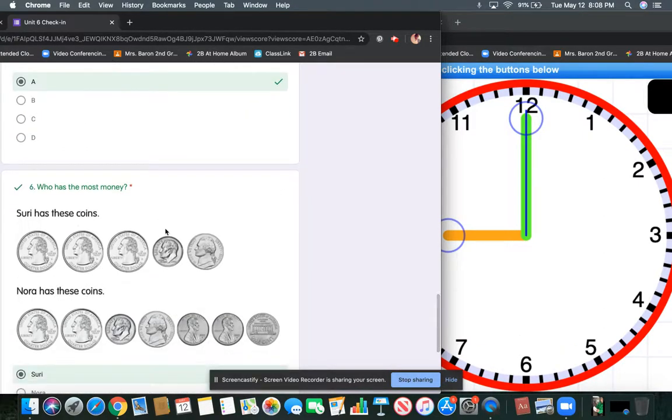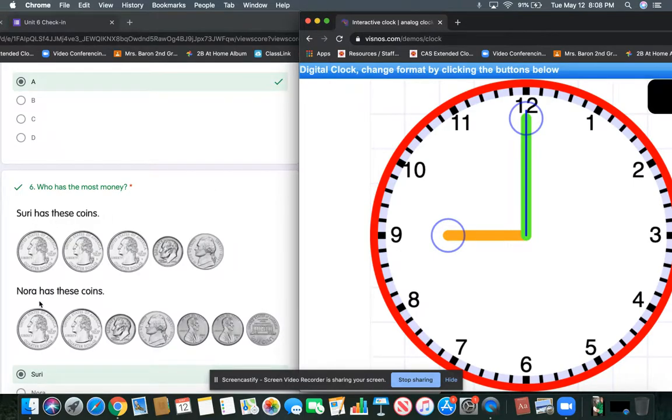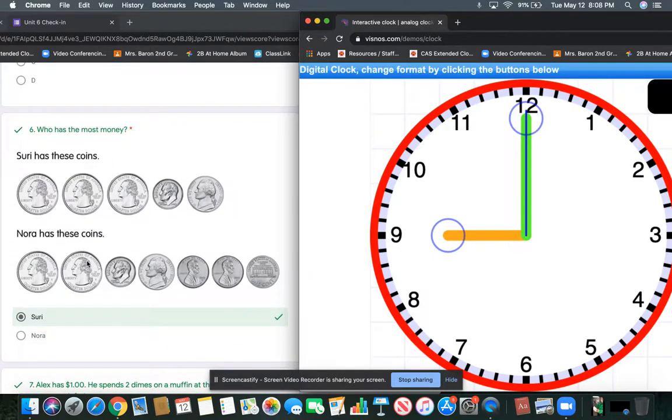Okay. The next one we're talking about Suri and Nora, and it's asking you who has the most money. So we could quickly go and look at this and say 3/4 automatically, but that's not always the case because there may be other coins here that add up. So we have to count every single amount here. So let's look: 25, 50, 75, 85, 90. Okay, so there's 90 cents right here. The next one is 25, 50, 60, 65, 66, 67, 68. Okay, so Suri has more.